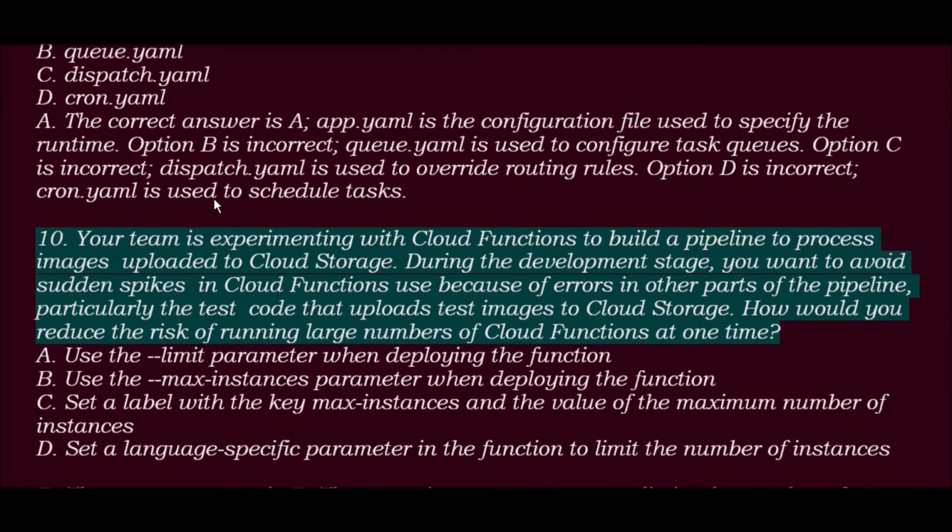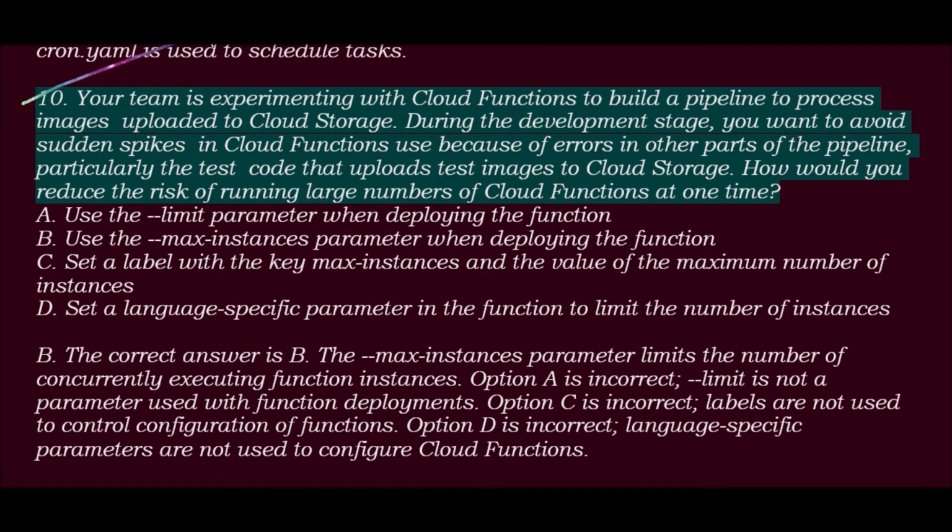Now, next question. Your team is experimenting with Cloud Functions to build a pipeline to process images uploaded to Cloud Storage. During the deployment stage, you want to avoid sudden spikes in Cloud Functions use because of errors in other parts of the pipeline, particularly the test code that uploads test images to Cloud Storage. How would you reduce the risk of running large numbers of Cloud Functions at one time?